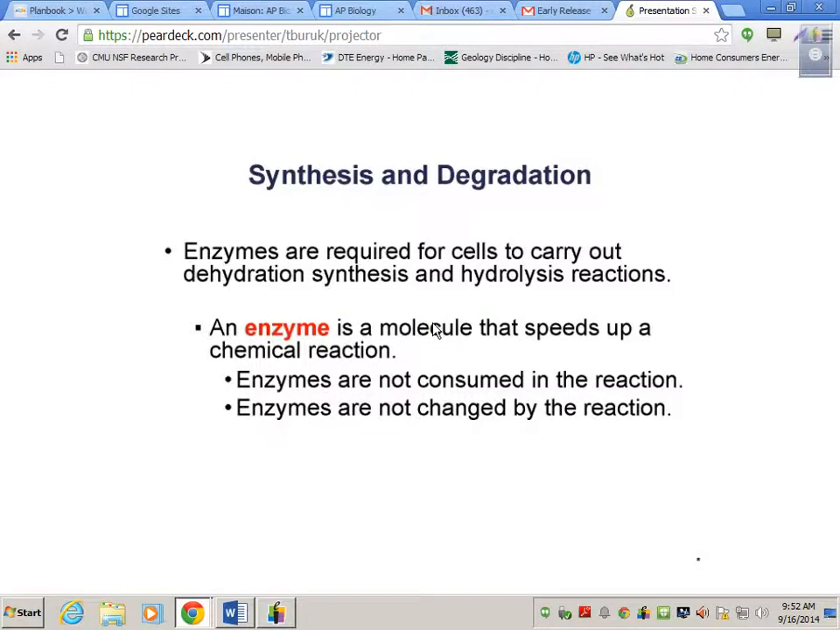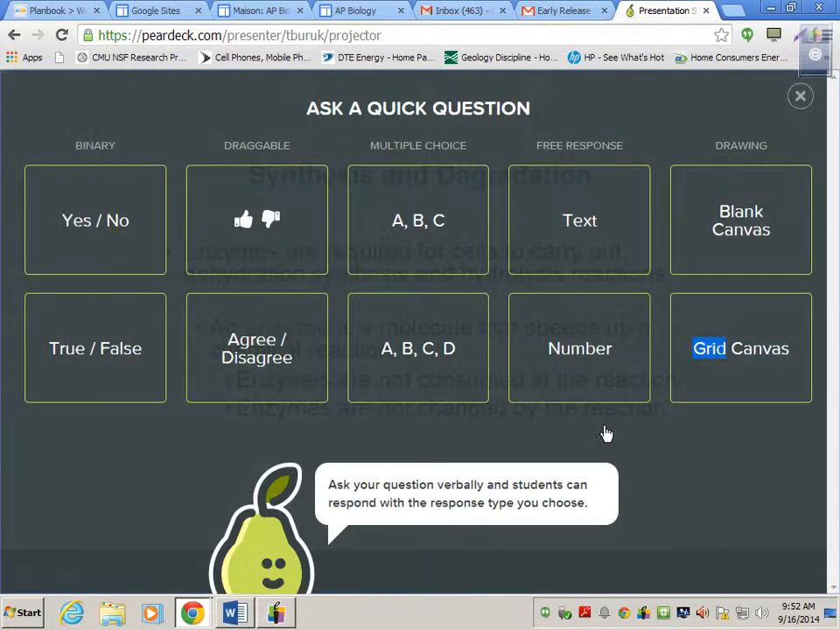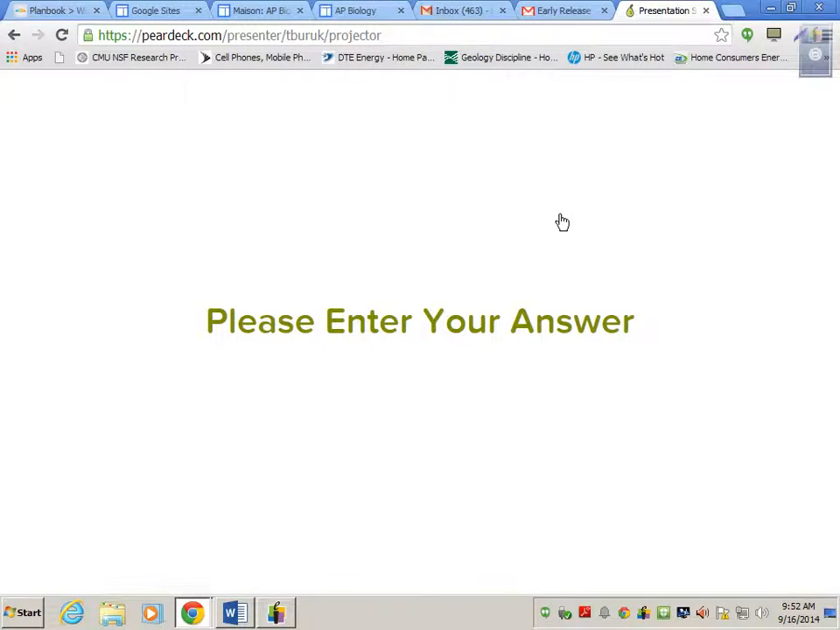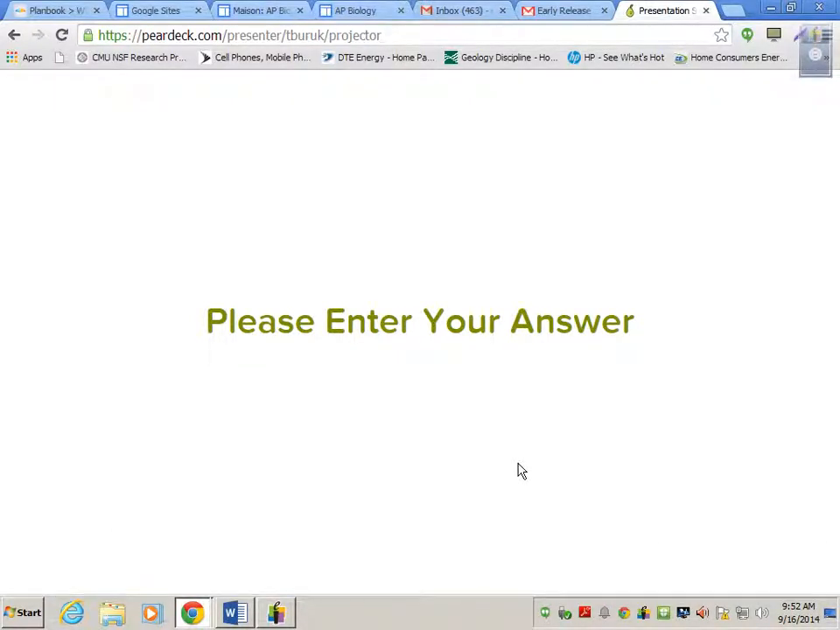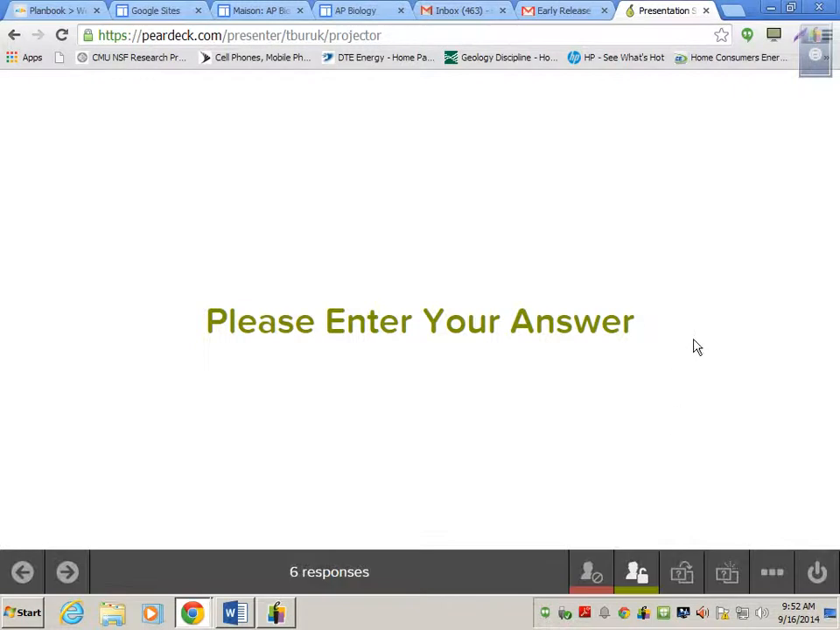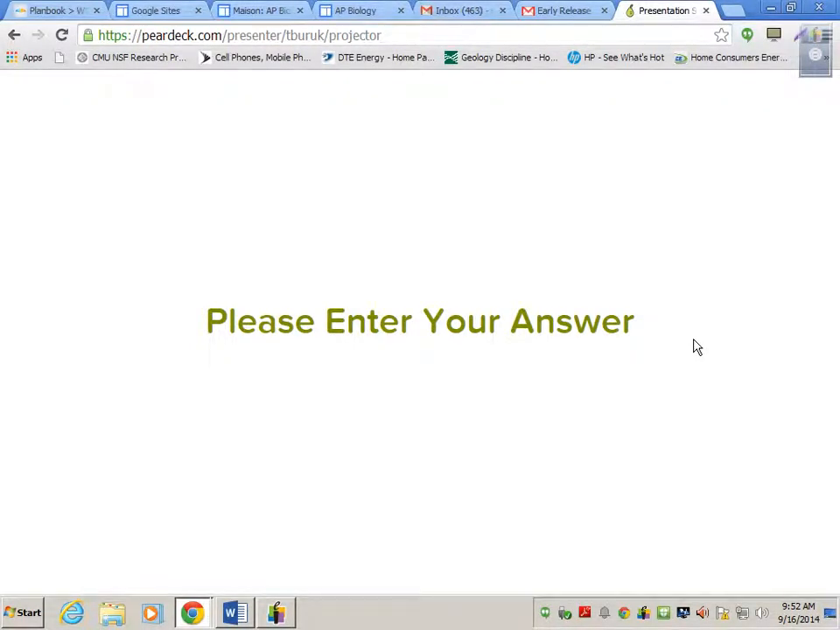I'm going to ask you a little question here. What type of molecule is an enzyme? See if you remember. All enzymes are this, but not all this are necessarily enzymes. Whatever this is, that's the answer I'm looking for. What am I? A little riddle for you. All enzymes are this, but not all this are enzymes.